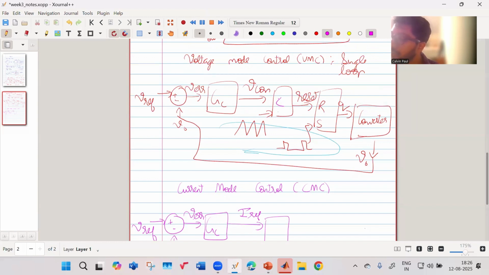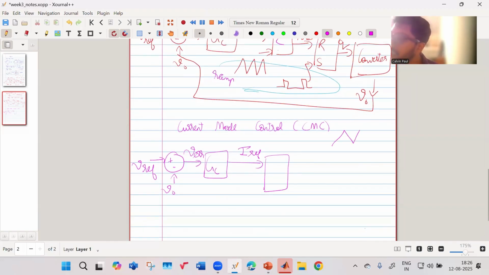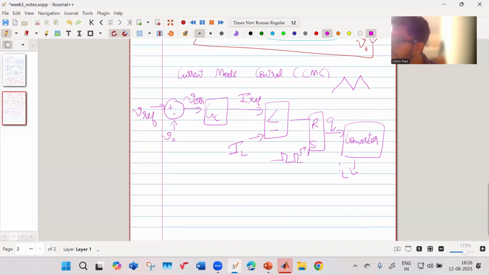So instead of this ramp, what we do is we use the inductor current actually. Because your inductor current rises, falls, rises, falls, so it is also like a ramp. So we use that inductor current information, so we have to sense the inductor current. So we sense IL. That will again generate my reset, and I have a set which is periodically being applied. That generates my Q, which goes to my converter, and that generates my IL as well as my Vout.